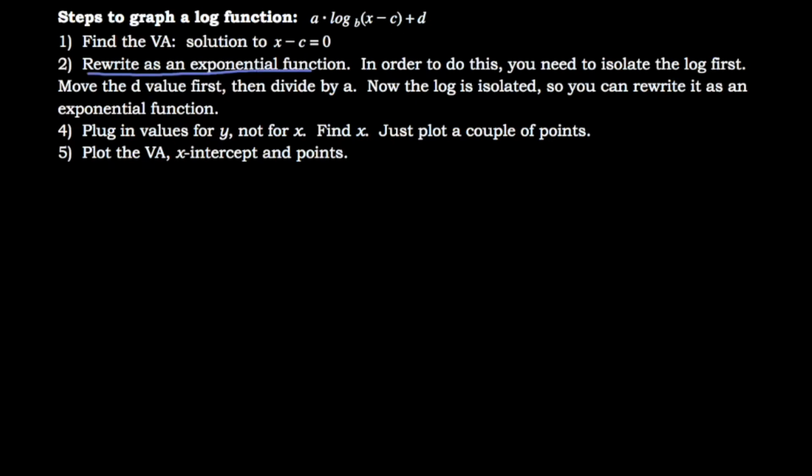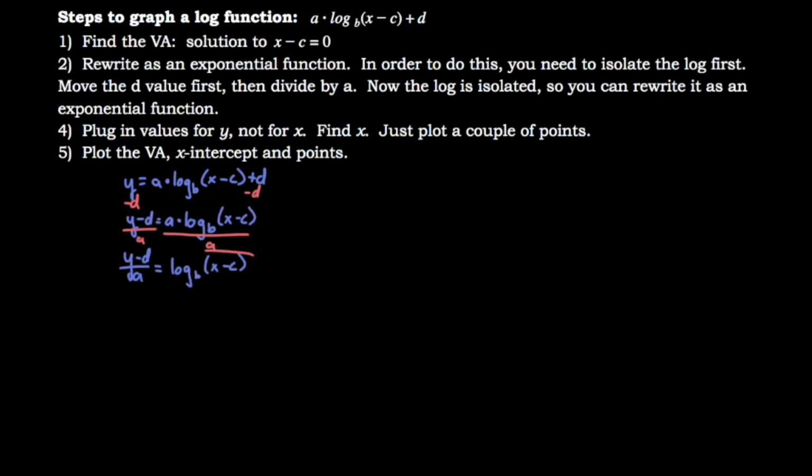The next part is kind of tricky. It says to rewrite it as an exponential function. And it says in order to do this, you have to isolate the log term first. So we're going to move the d value first by subtracting or adding it or whatever. In this case, I'm going to write minus d. And then divide both sides by a. And now that you have the log term isolated, you can do around the world to rewrite it in exponential form.